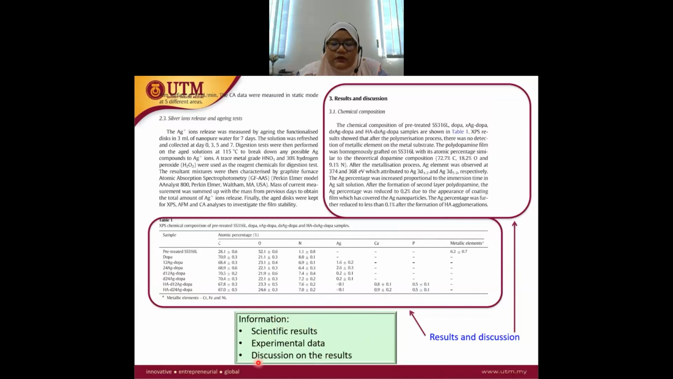And the most important thing also is the discussion of the results. You don't just put Table 1 here and then leave Table 1. No, you discuss the result. So when you are searching the literature review, you can read the result and discussion, and tally it with your result and discussion also. You can compare your result with the previous result, whether you are improving, or any information that you can give.